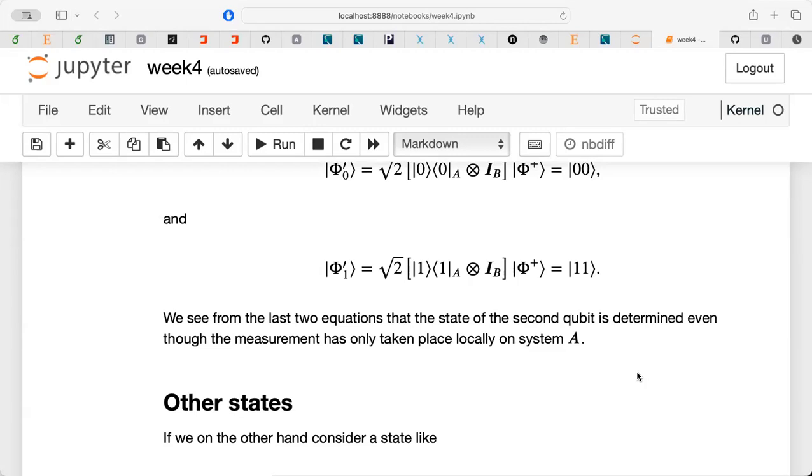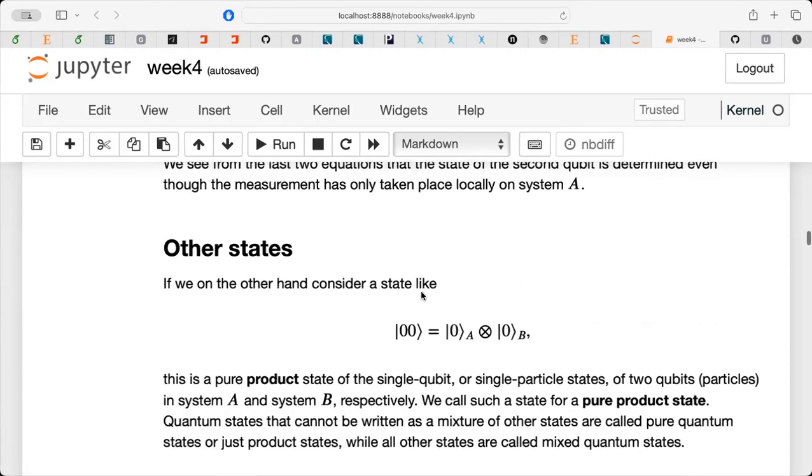So you could think of these two systems as two well-separated systems where you now operate with, suppose, a laser on system A. And that means that when you then perform a measurement on system A, you know exactly what system B is in. If you then consider a state like this one, that is what we normally call a pure product state of the single qubits, or what we might call the single particle states.